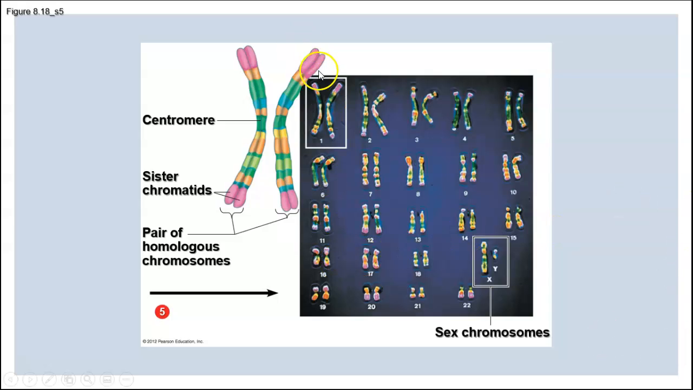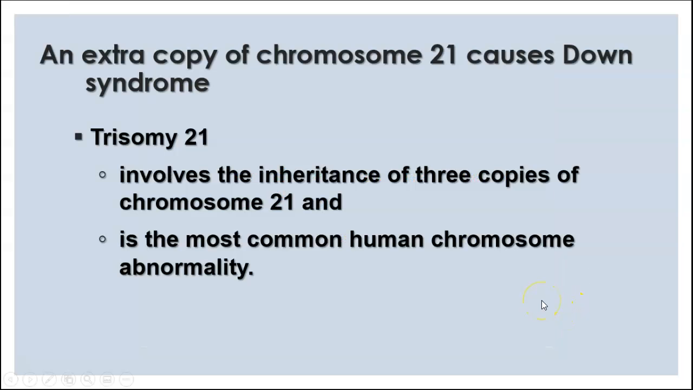This individual has all 22 pairs of autosomes, and then the sex chromosomes, an X and a Y. And since there is only one X and also a Y, that means this individual is a male. If there were 2 X chromosomes, it would be female. And if there was no X chromosome at all, there would not be an individual born, because you have to have at least one X chromosome in order to survive.